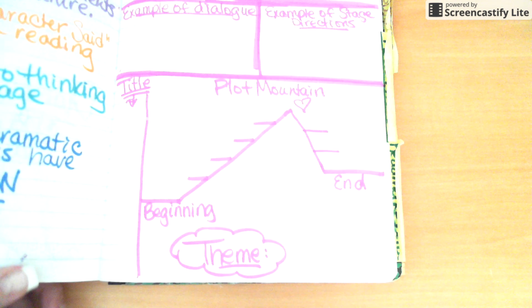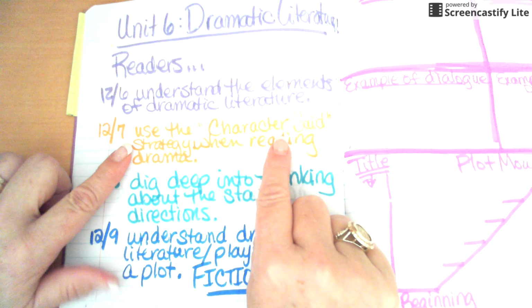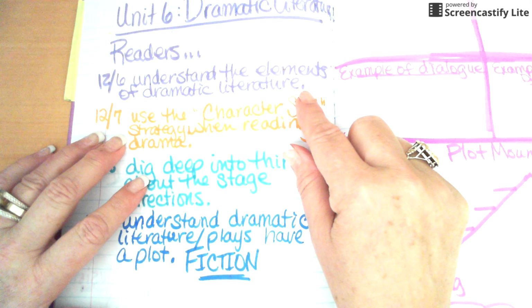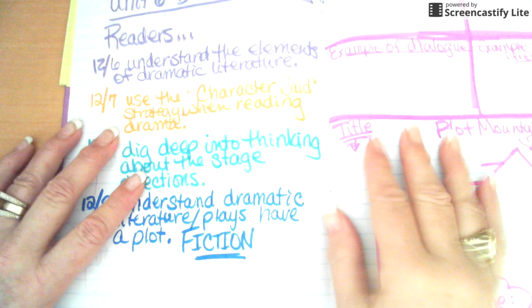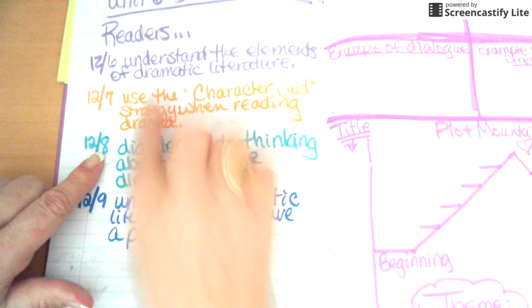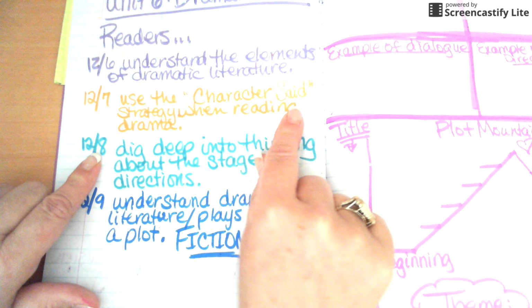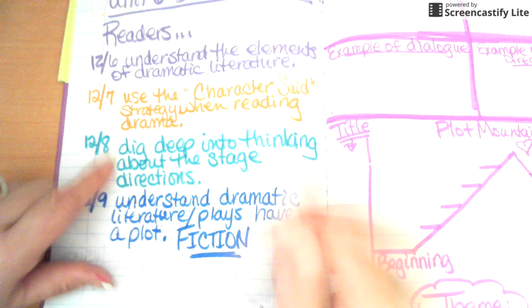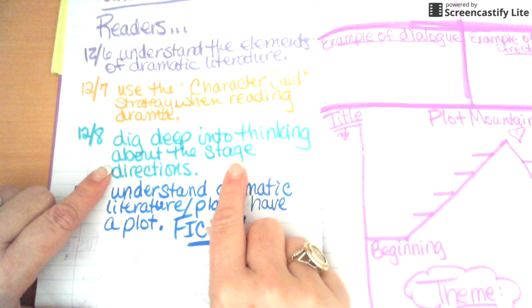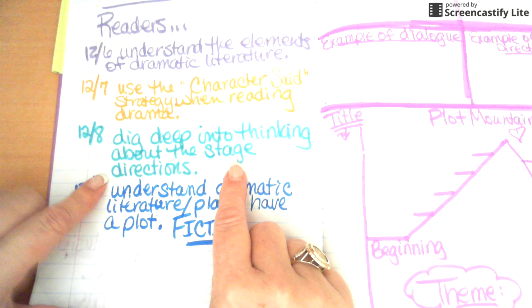All right, so today as you're reading, and every day as you're reading that dramatic literature, let's review our teaching points from the week. You have to understand that it's written differently. There are elements of dramatic literature that are different. The cast, the stage directions, the scenes, the setting is identified differently. So that's important to remember. Next thing, use that character said strategy when you're reading drama. Insert said after the character's name. Also, make sure you do not ignore the stage directions. Dig deep into those stage directions to help you understand what's going on.